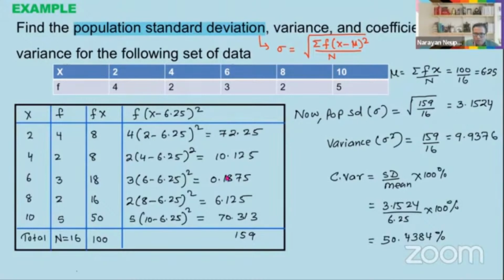So probably you have noticed the process of finding the standard deviation is not different from what we did in our last class. In the previous class, we learned how to find the population standard deviation for ungrouped data. This is just the grouped data. The only difference is in this formula, you have this f, right?